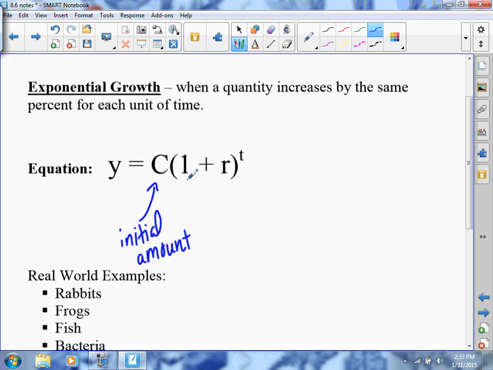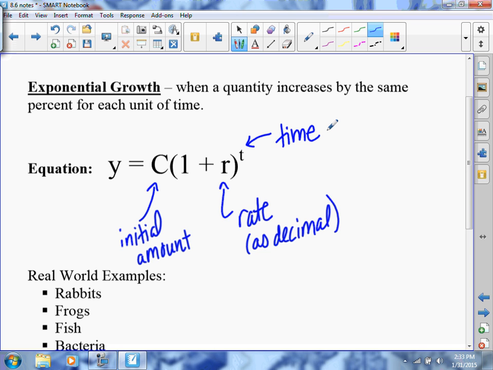Okay, the 1 is always going to stay a 1, and this is always going to be a plus for growth. The r is going to be your rate. Now, if they give it to you as a percent, you have to make sure that you write it as a decimal. And then t is going to be your time. So your growth factor is this 1 plus r. Okay? So the 1 plus r, that is your growth factor.